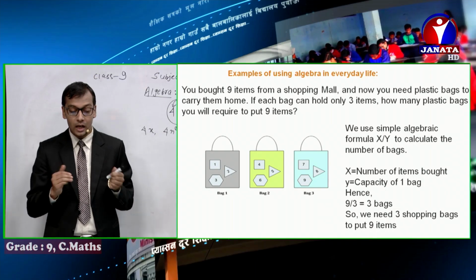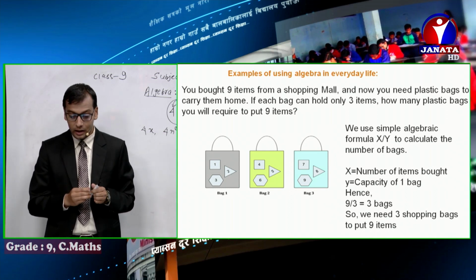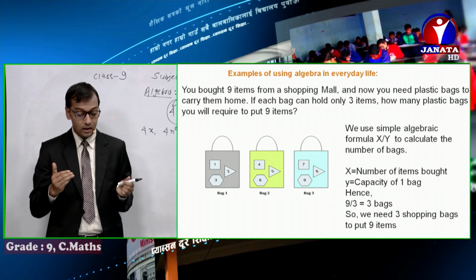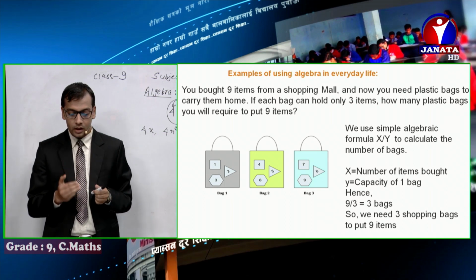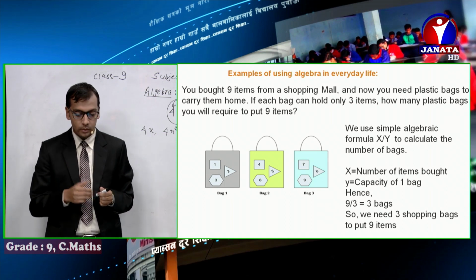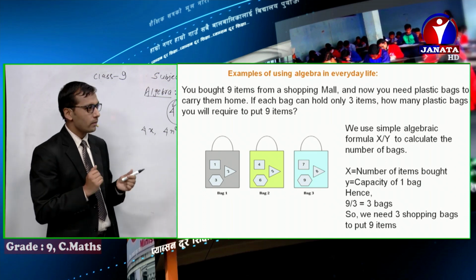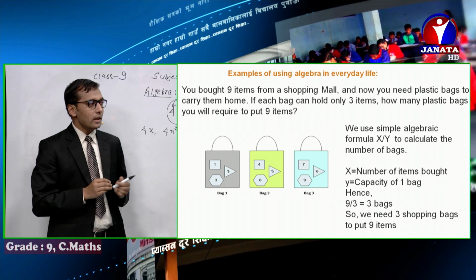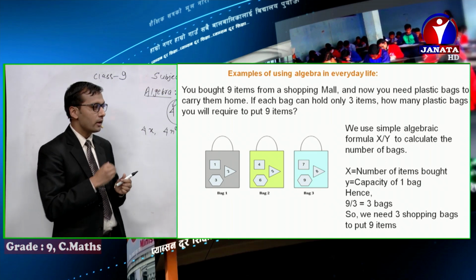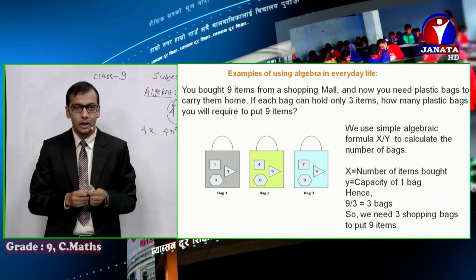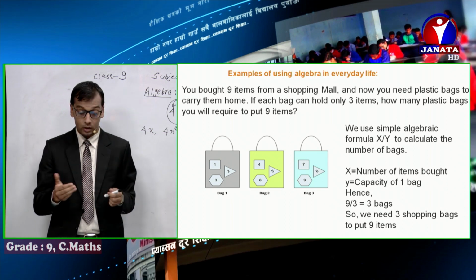Here is one example. Let me read this out. You bought 9 items from a shopping mall and now we need plastic bags or any kind of bags to carry them home. If each bag can hold only 3 items, how many plastic bags will be required to put 9 items? It's very simple. We can see there are 3 different bags and different items are indicated by different numbers 1, 2, 3, 4, 5, 6. These are different items which were bought.